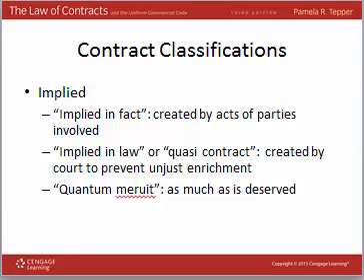So we're going to use quantum merit, or provide the offeror as much as is deserved. If they use a quarter of a can of paint and they use 2 hours, maybe we put a value on that 2 hours and how much it costs for a quarter can of paint, and we require the homeowner to pay that to the painter. That would be an implied in law or quasi-contract.